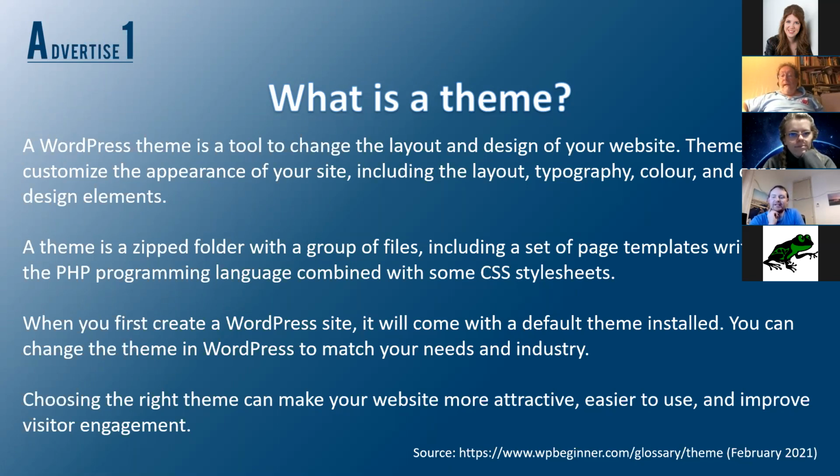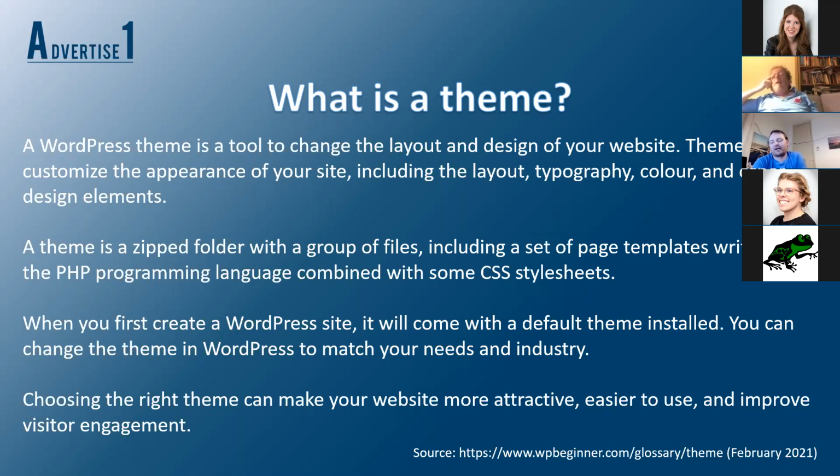When you create a WordPress site, it comes with the WordPress default theme, which nowadays is the 2021 theme, which usually is named after the year that you're in, of course. Usually you get the year before as well in the installation, so you can pick. And you can change your WordPress theme to match your needs or whatever industry you are in. Common sense, the last bit is choosing the right theme can make your website more attractive, easy to use, and improve visitor engagement. So, like I said, that is an extract that I found earlier on today.